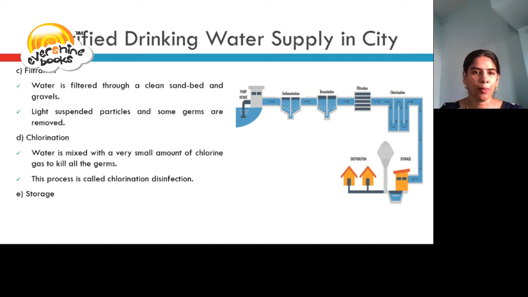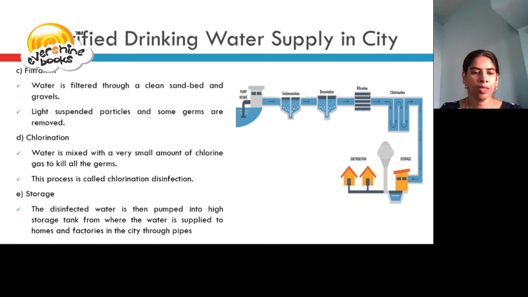The last step is storage. The disinfected water is then pumped into a high storage tank, from where the water is supplied to homes and factories in the city through pipes.